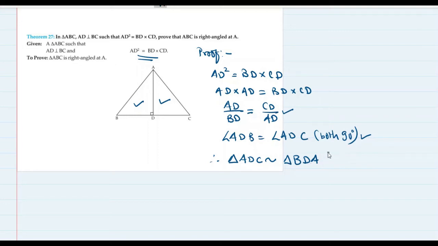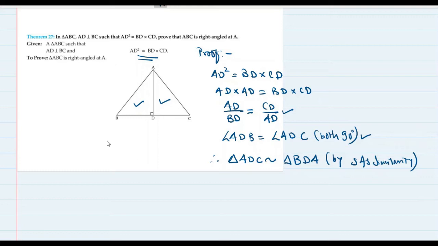So both the triangles are similar by which test? By SAS, I'm sorry for that. By SAS similarity. What is SAS similarity? If two pairs of corresponding sides are proportional and the included angles between these proportional sides are equal, then the two triangles are said to be similar by SAS similarity. So I proved these two triangles similar.